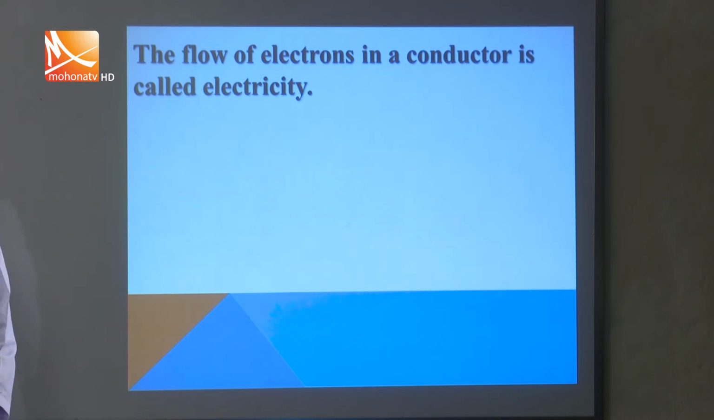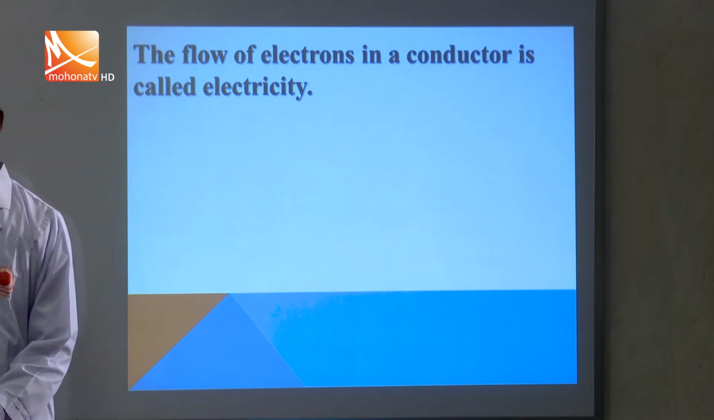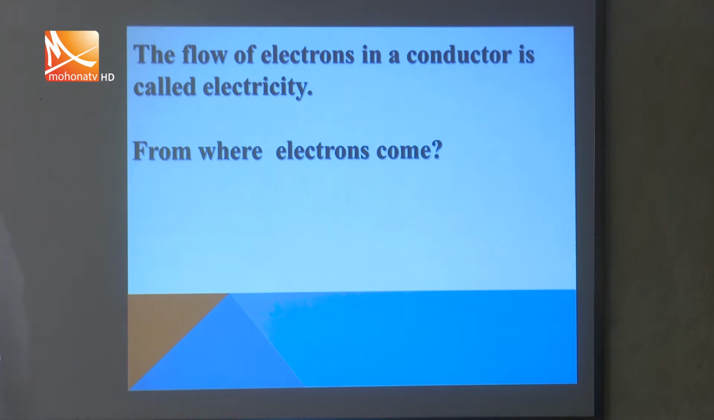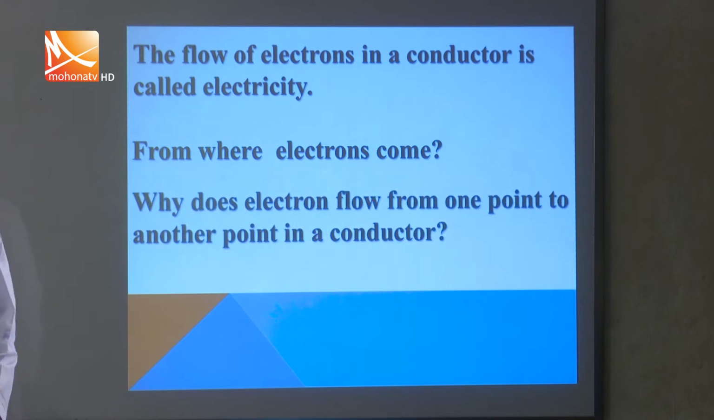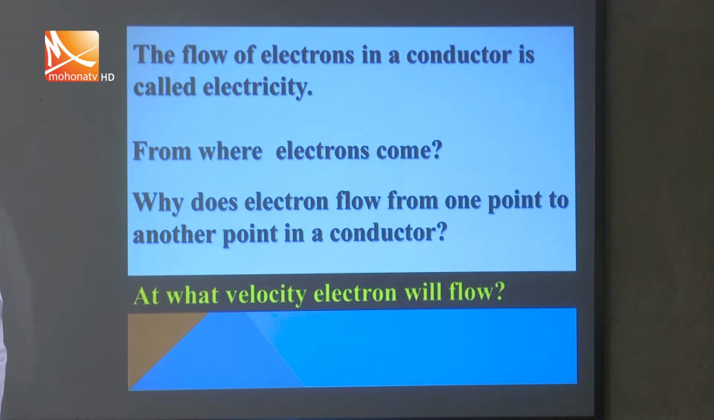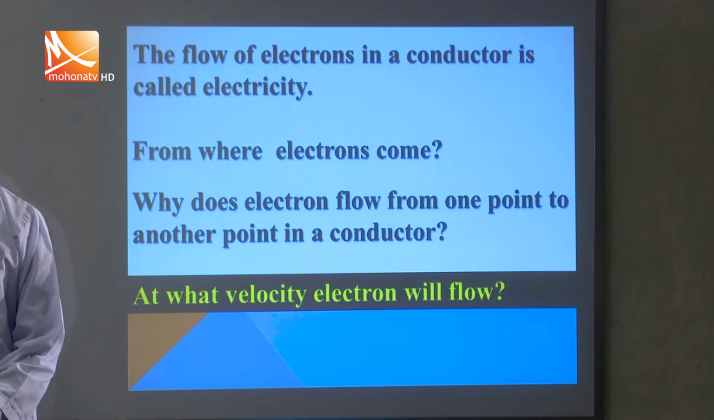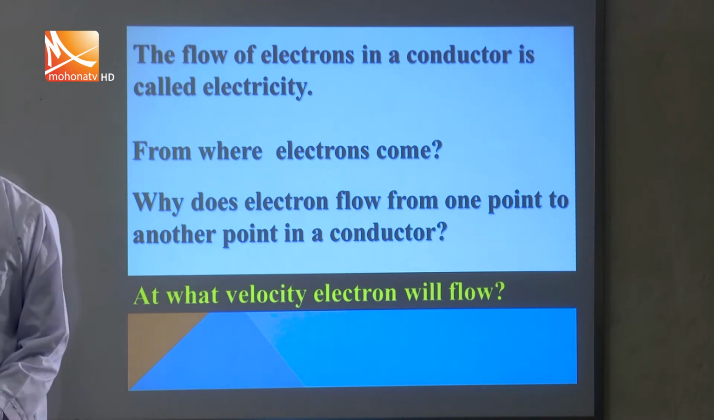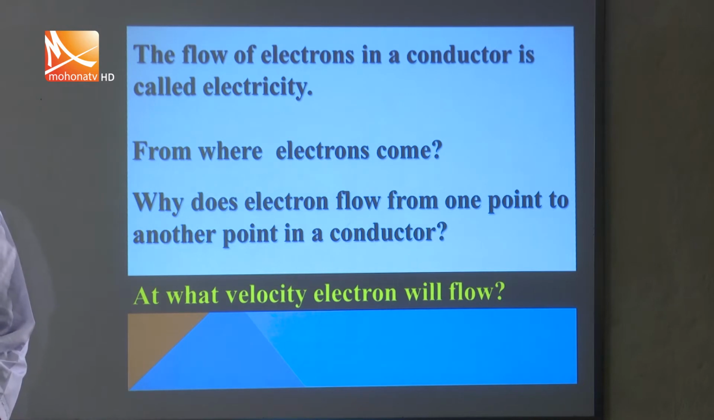From this definition, many questions can arise. Number 1, from where do these electrons come? Number 2, why does an electron flow from one point to another point in a conductor? And third, at what velocity will the electron flow? Now, let us find the answers to these three questions. Then the definition of current electricity will be clear to you.